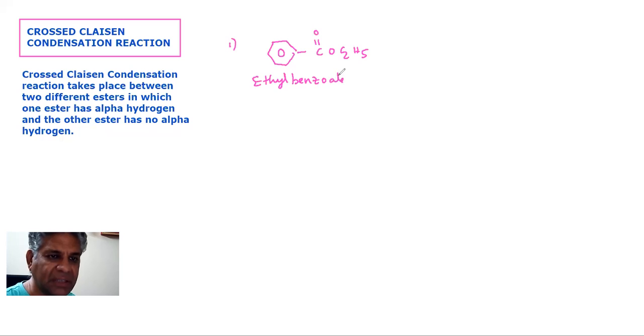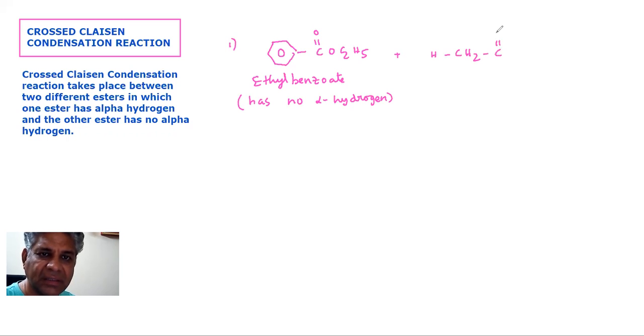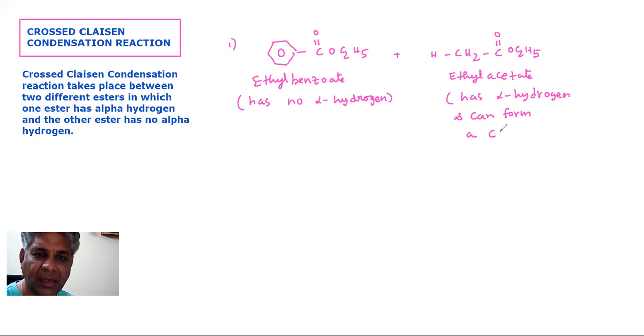Now this ethyl benzoate has no alpha hydrogen. Ethyl benzoate has no alpha hydrogen. Now the next one is ethyl acetate. See here, for ethyl acetate I am just separating this hydrogen for the sake of convenience. This is ethyl acetate. Ethyl acetate has alpha hydrogen and can form a carbanion.